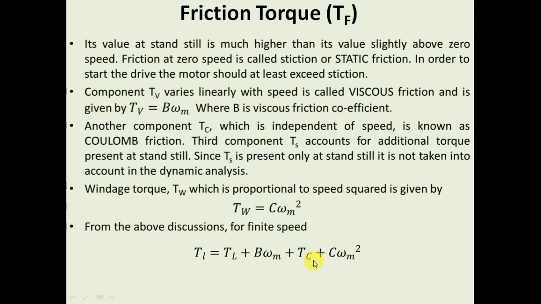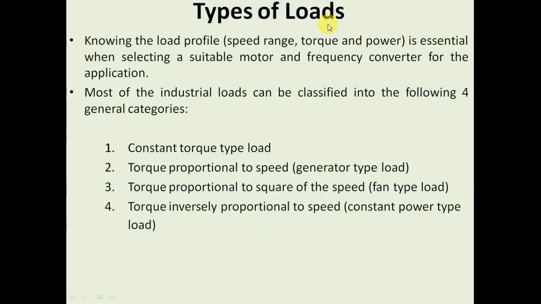As I said, we have considered a drive which is running at a finite speed, or which is actually in steady state operation, rather than considering the dynamic case during starting or stopping. That is, while considering the steady state operation of a drive, the drive will be running at a constant finite speed. For such a drive, the relation for load torque can be given as T suffix small l is equal to T suffix capital L plus B into omega m plus Tc plus C omega m square. We are going to see the various types of loads.